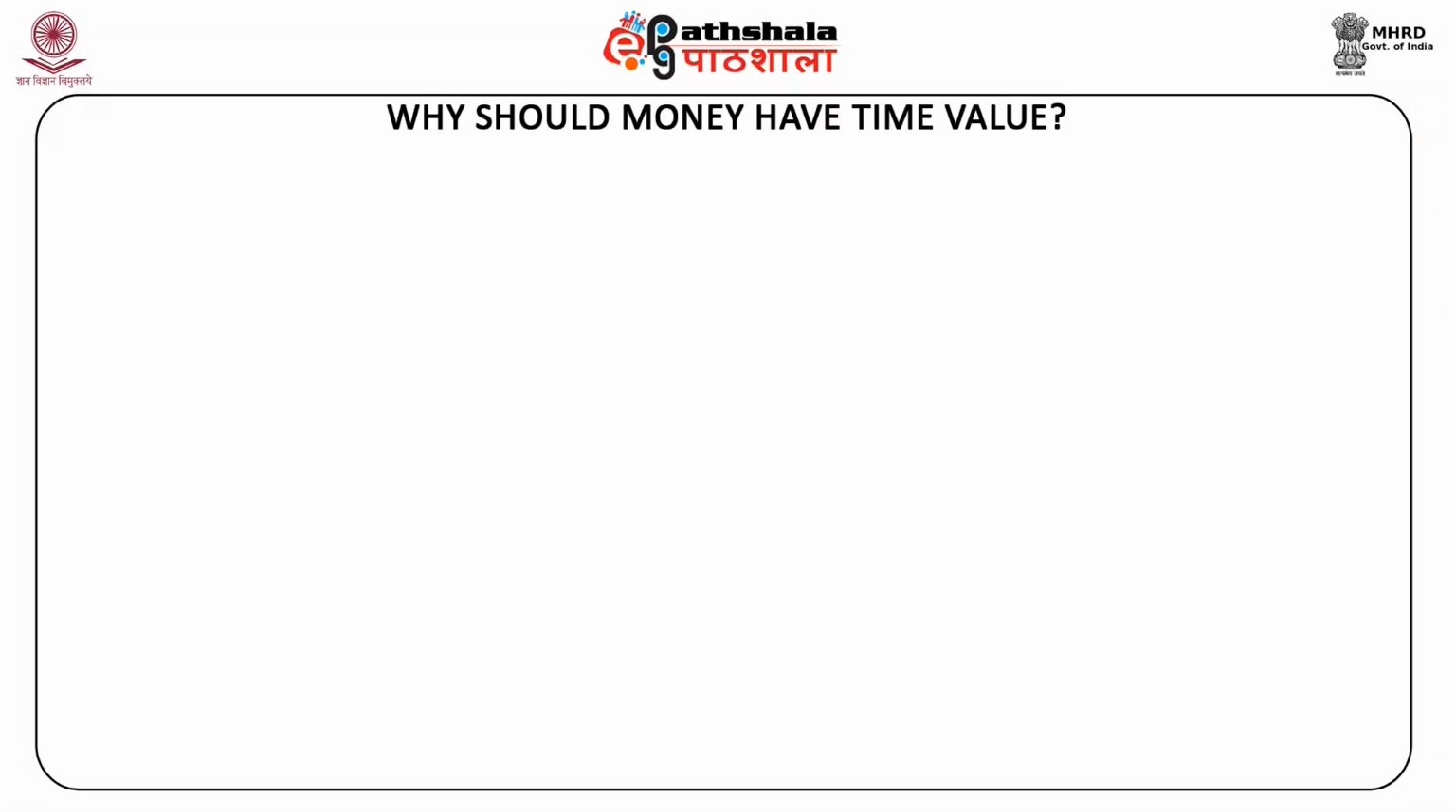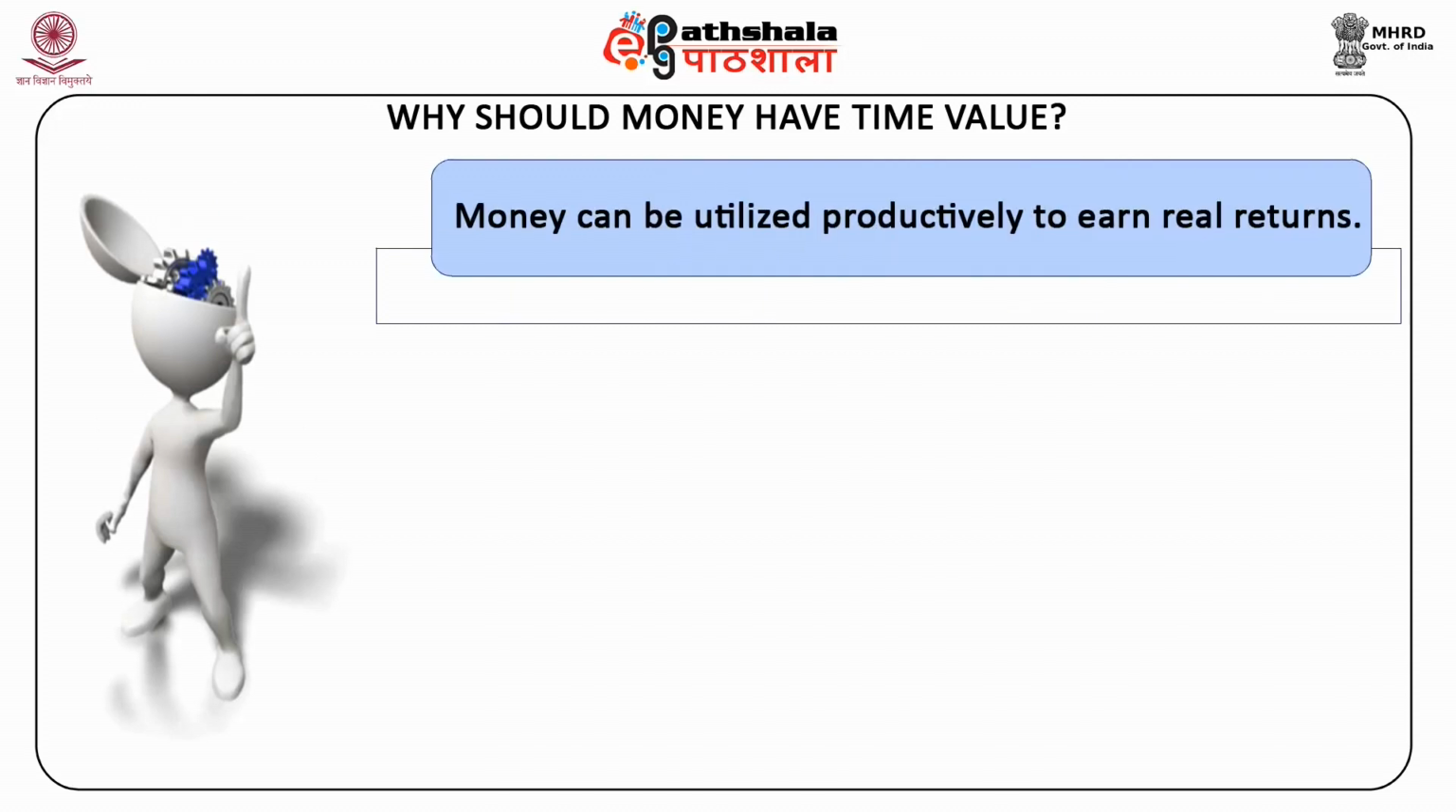Now we will discuss why money should have time value. Following are the reasons for this phenomenon. Money can be utilized productively to earn real returns. For example, investment of rupees 1000 in raw materials resulted into the finished goods worth rupees 1100, where the investment of rupees 1000 has earned a rate of return of 10%.